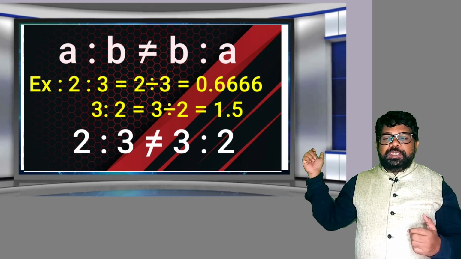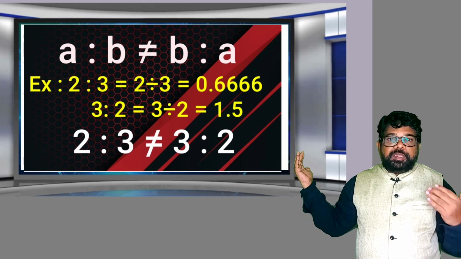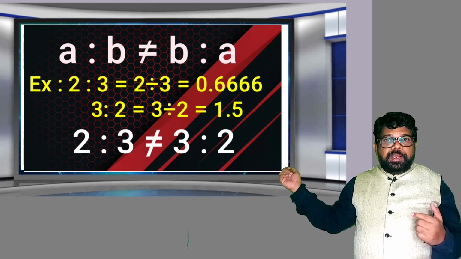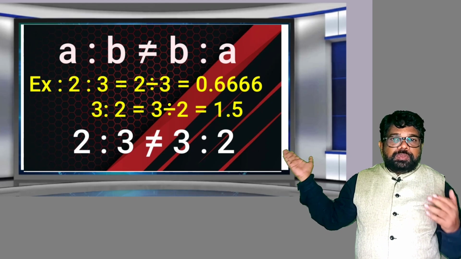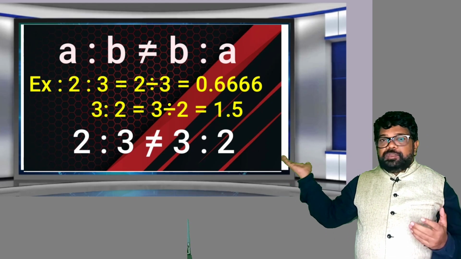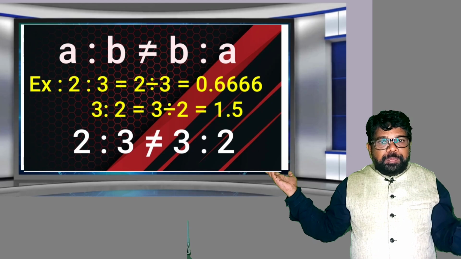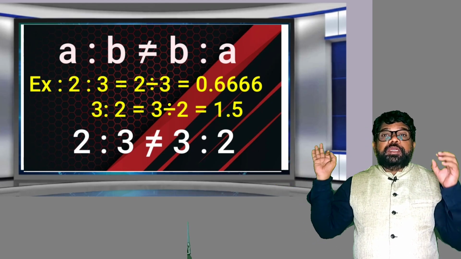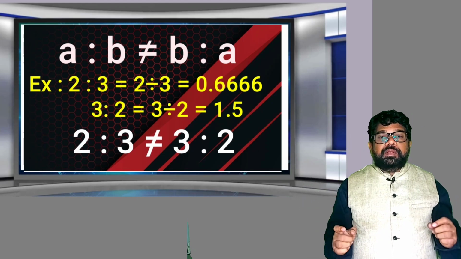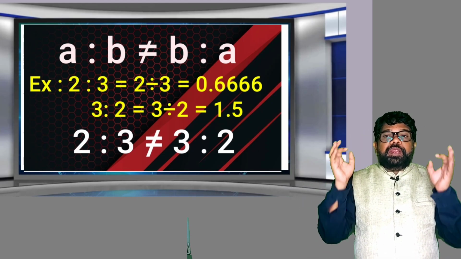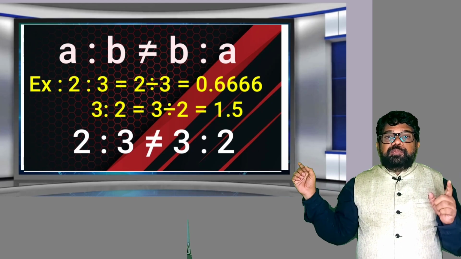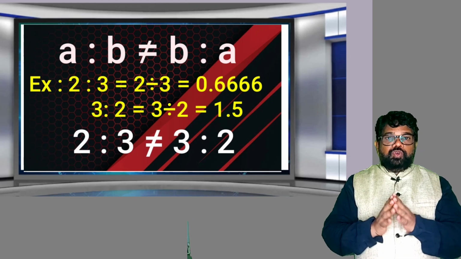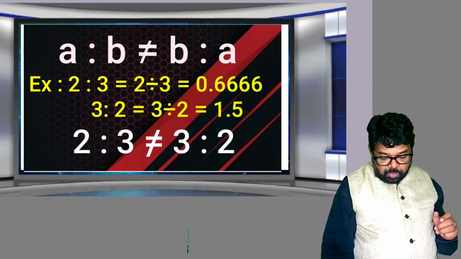So 2 is to 3. What is 2 is to 3? 2 by 3. 2 by 3 means 0.666 and so on. So 3 is to 2 means 3 by 2, which is 1.5. So the 2 is to 3 value is 0.666, and the 3 is to 2 value is 1.5. These two are not equal. So 2 is to 3 is not equal to 3 is to 2. So you have to put in your mind, in a ratio the order is very important. If the order changes, its final value also changes.